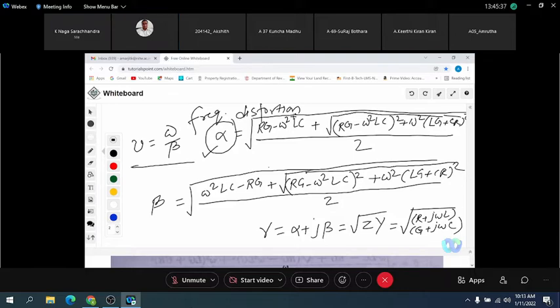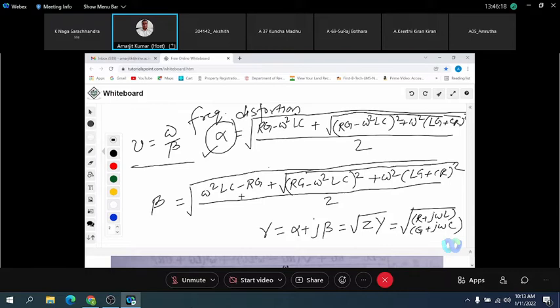So this is known as frequency distortion because alpha is a function of frequency. What about beta? Beta is also a complicated function of frequency. So what will be omega by beta? Omega is 2 pi f, and beta is here. So omega and beta are related to frequency, but not in the same manner. Beta is also a complicated function of frequency, so the velocity, omega by beta, will also be a complex function of frequency.